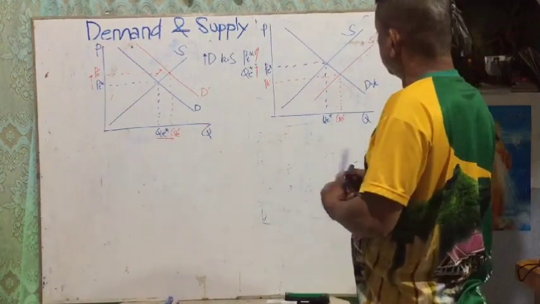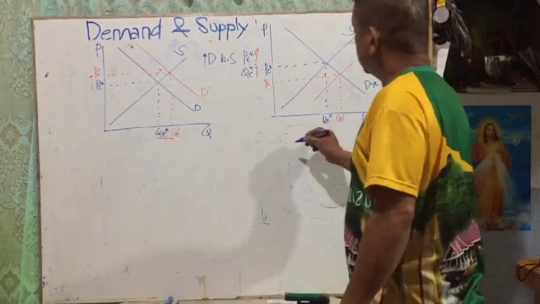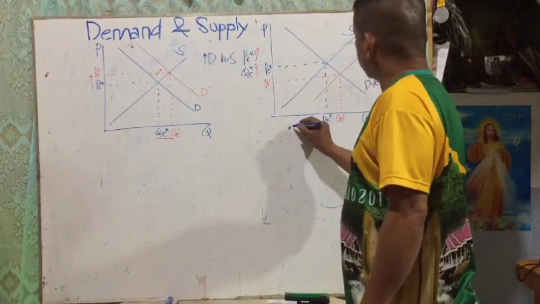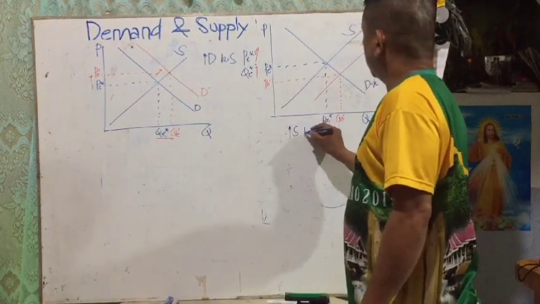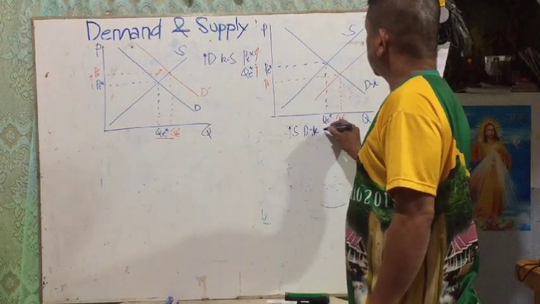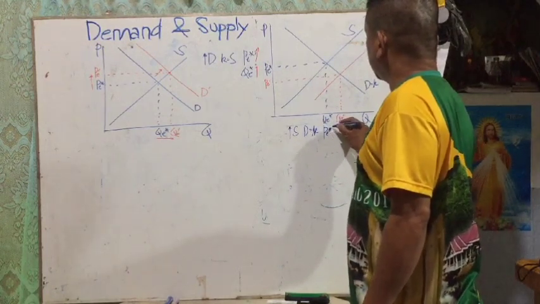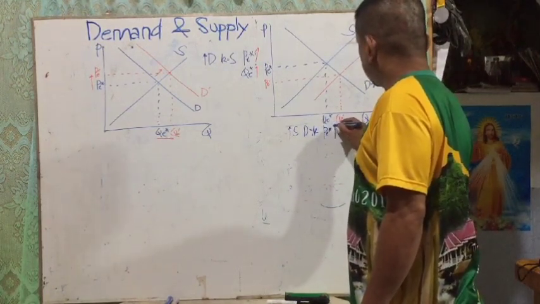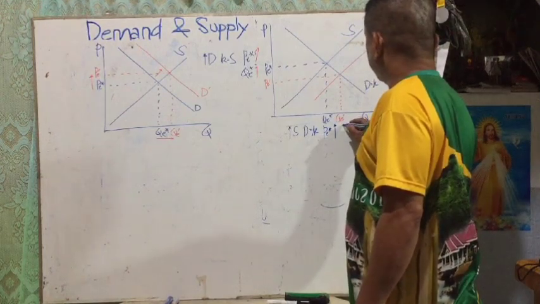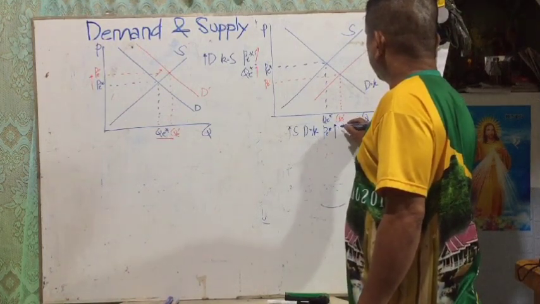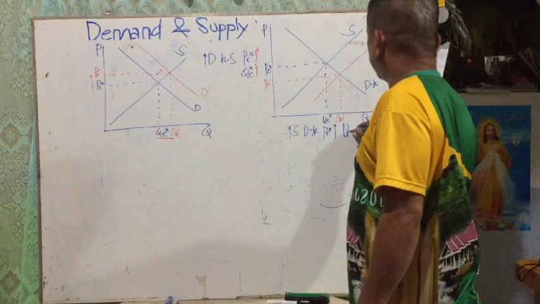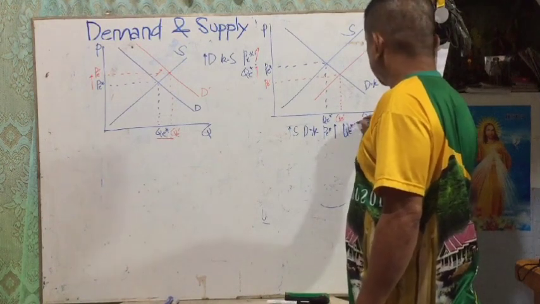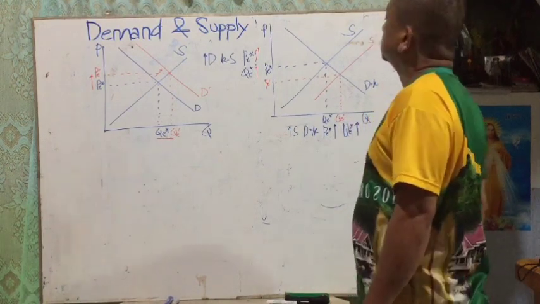Meaning, if you're going to look at this now, because of an increase in supply while demand is constant, the equilibrium quantity had increased and the equilibrium price had also increased. Okay?